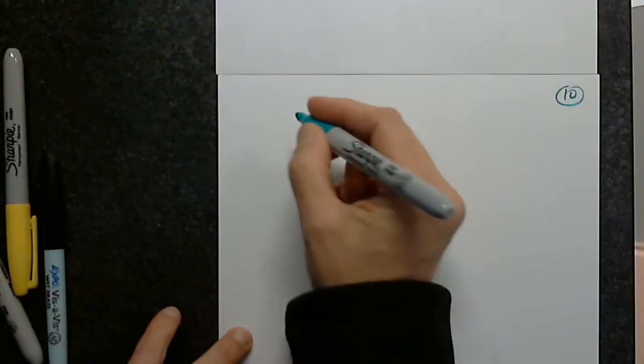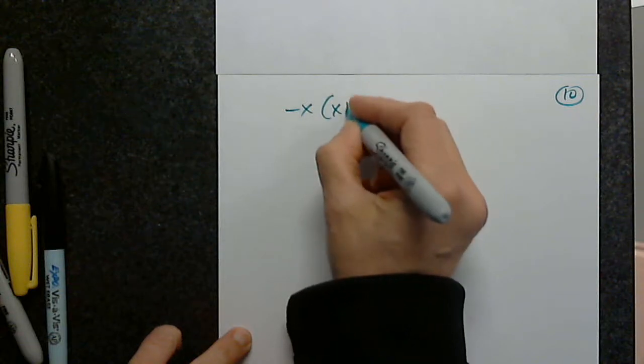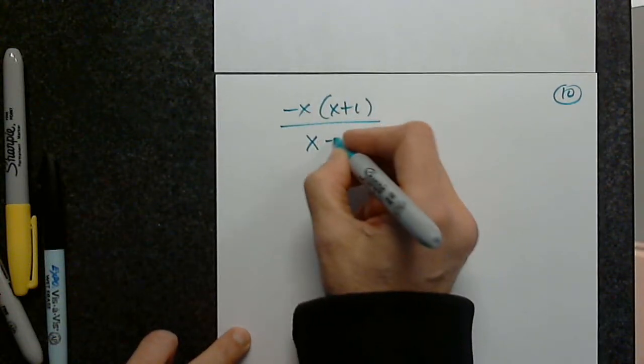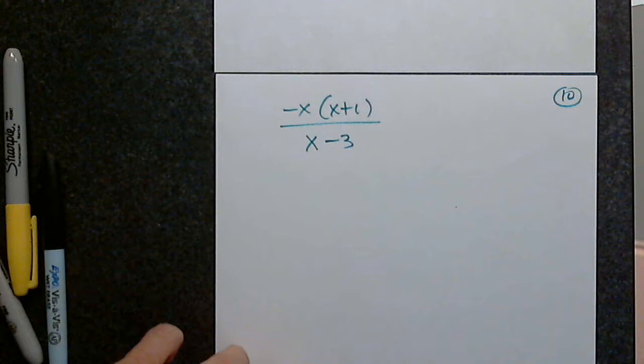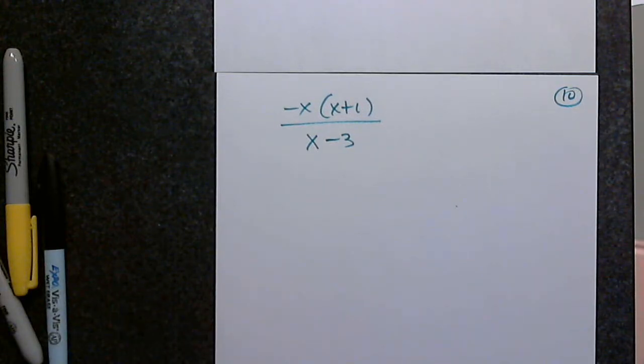And I would like to look at the inequality now. So let's say negative x plus 1 over x minus 3. Do you want it less than? Do you want it greater than? It doesn't matter. The procedure is the same regardless.